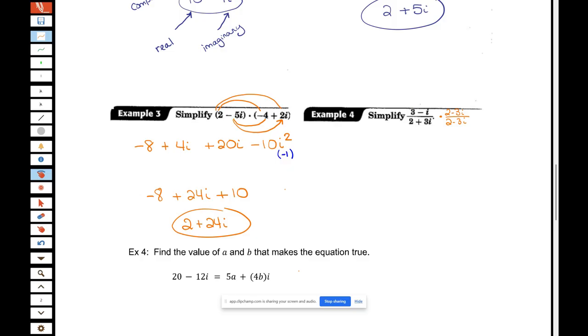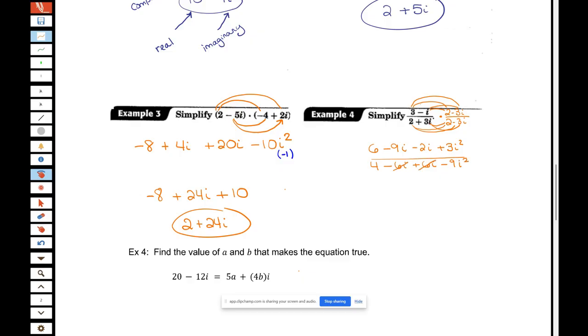So I'm going to do 3 times 2. That's going to give me 6. 3 times negative 3i. Negative i times 2. And negative i times 3i. FOIL the bottom. 2 times 2. 2 times negative 3i. 3i times 2. And 3i times negative 3i.